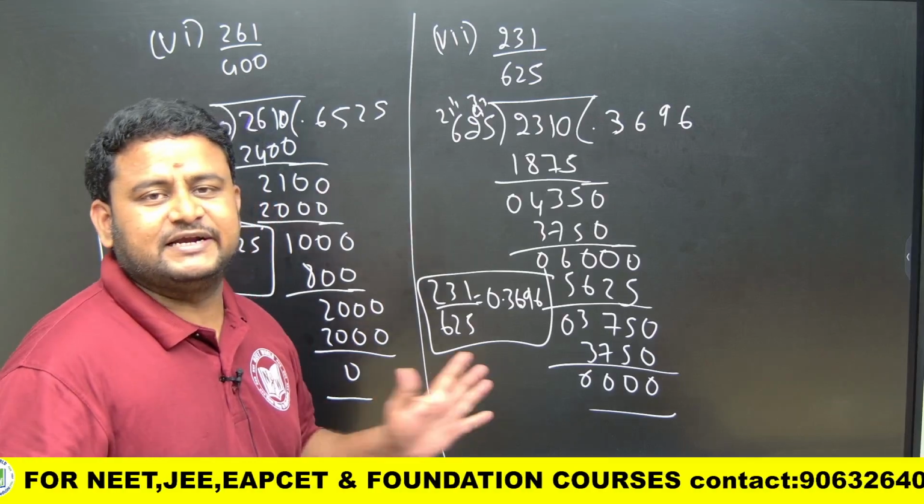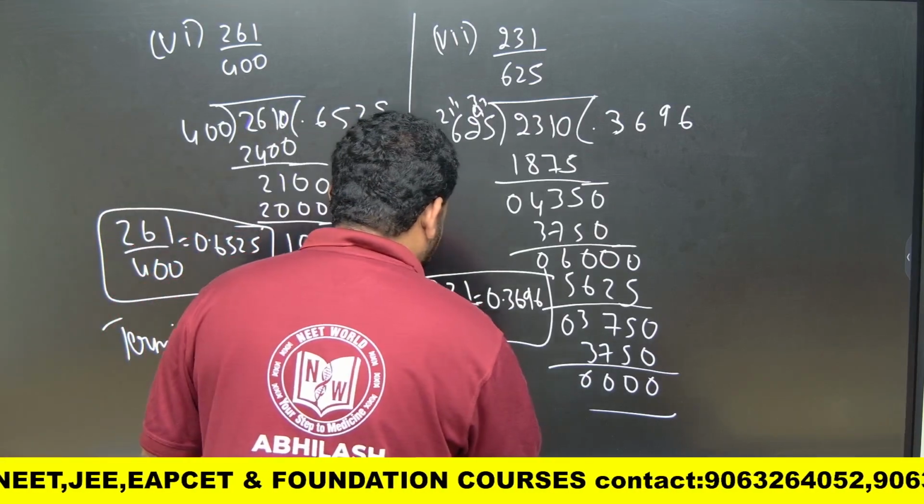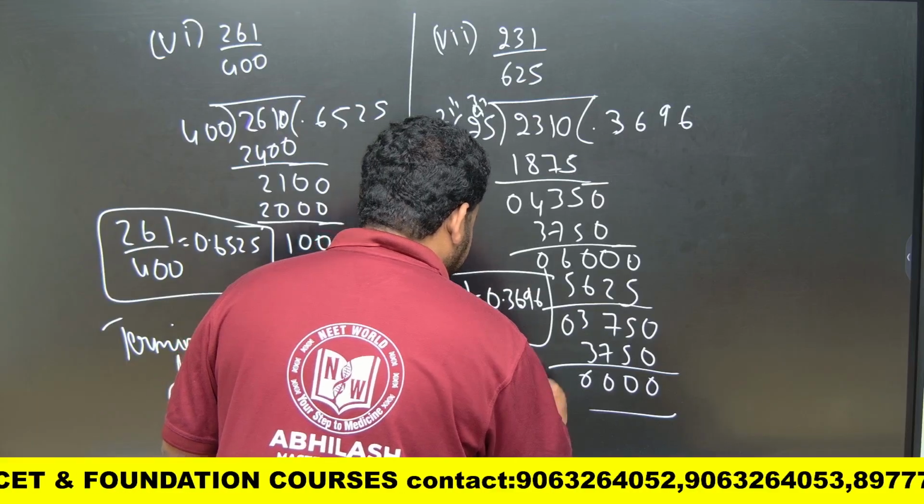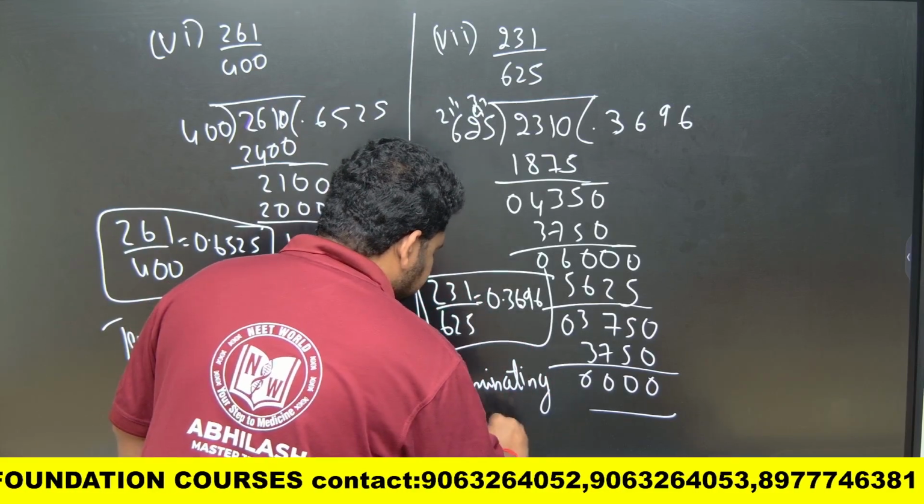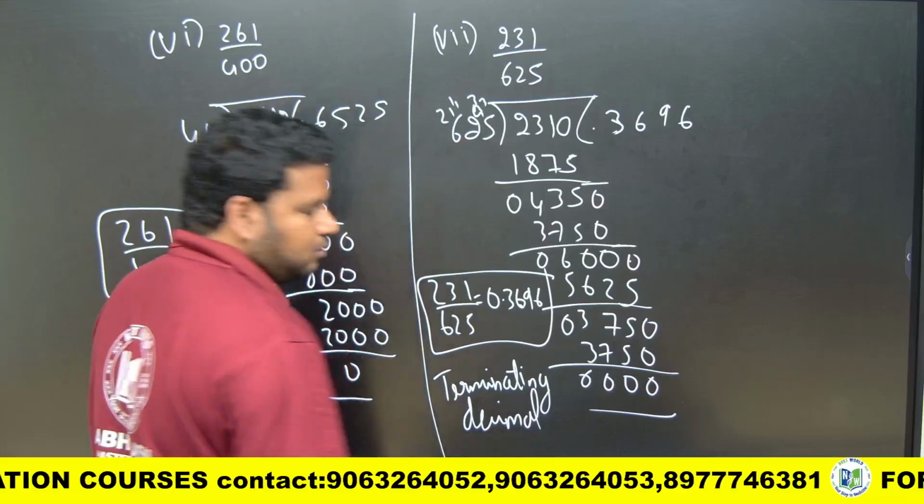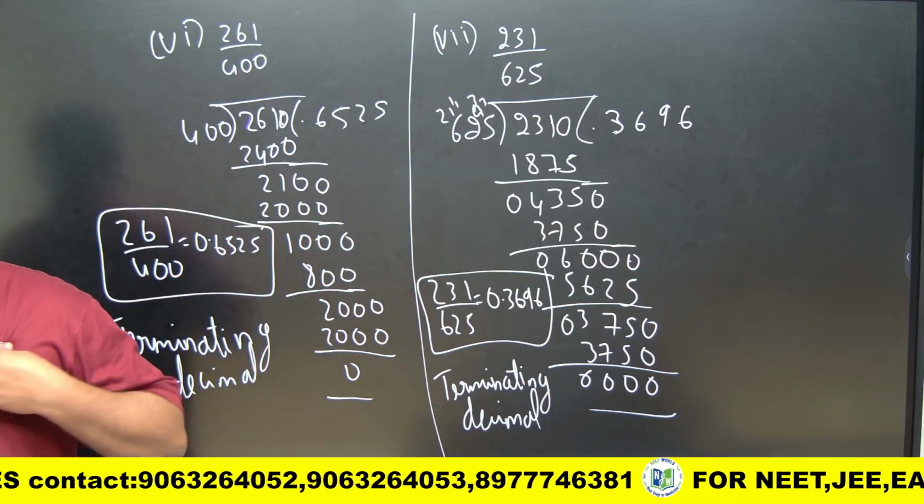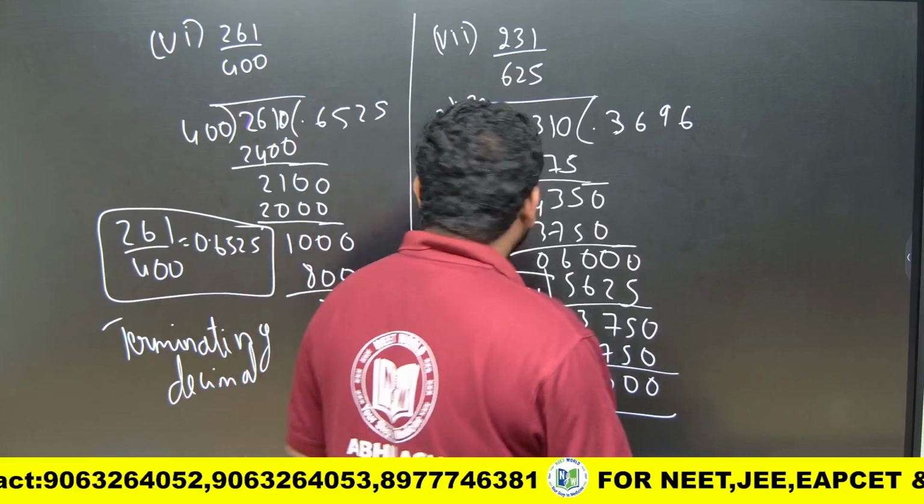It is a terminating decimal. You have to write it, very important, this also carries marks. This is a terminating decimal. This is how we have to solve this question. Alright, so let us move to the next question.